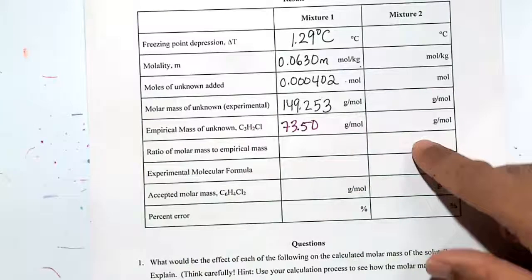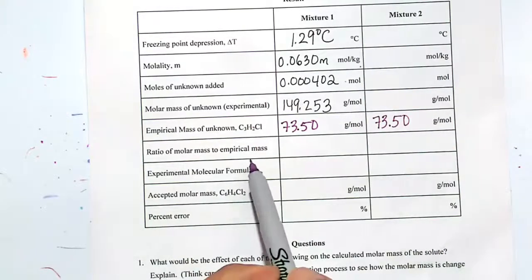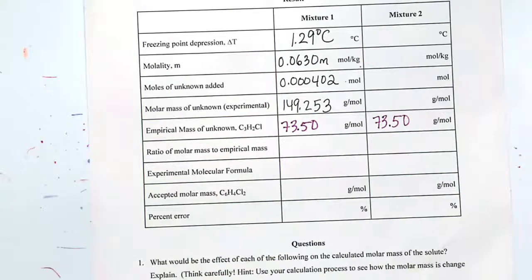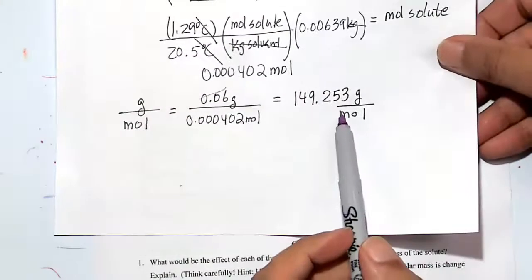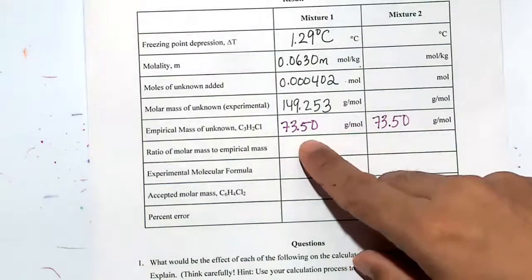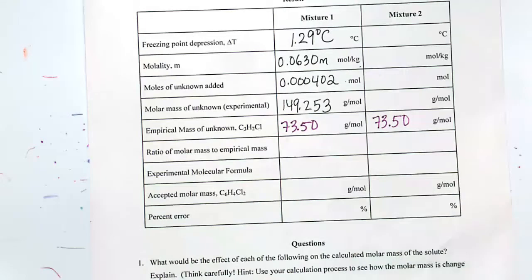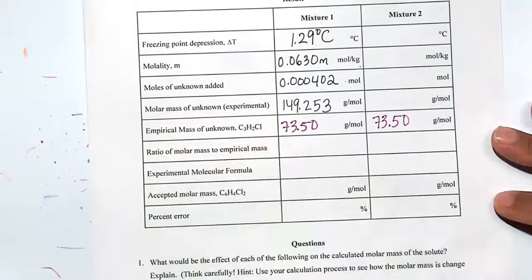It's going to be the same for mixture 2. It stays the same. So the ratio of the molar mass to the empirical mass. The molar mass we calculated here was 149.253, and the empirical mass is 73.50. So let's just take a quick ratio of the two. We're going to do 149.253 divided by 73.50 to get our factor, the factor that we multiply the empirical formula by.